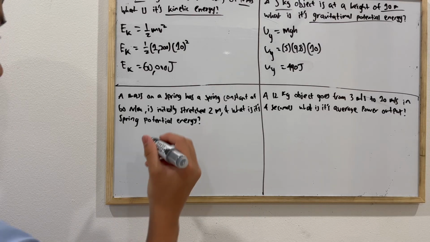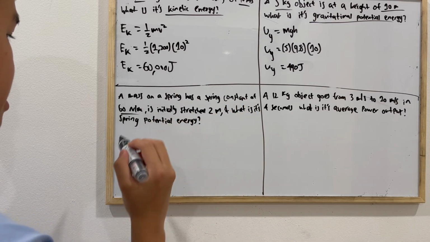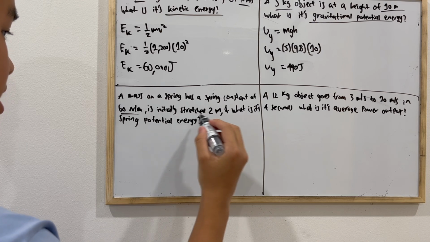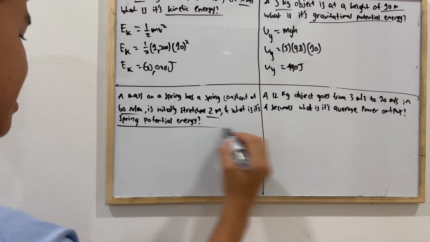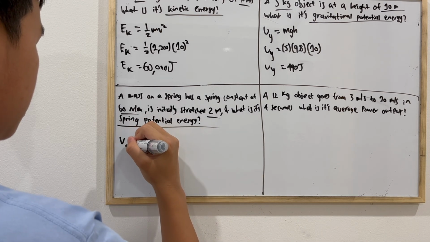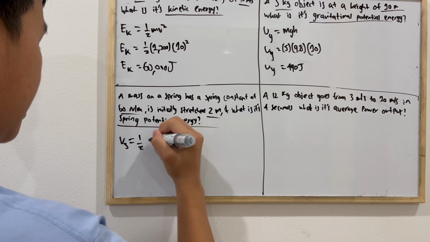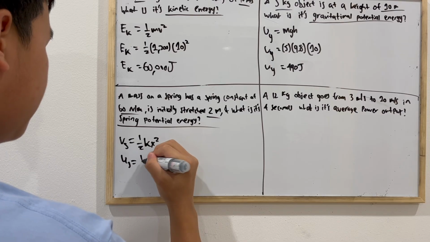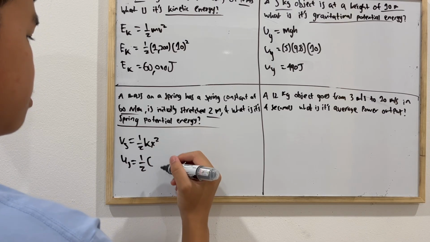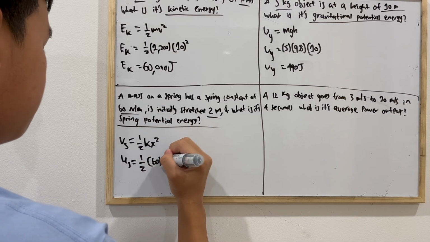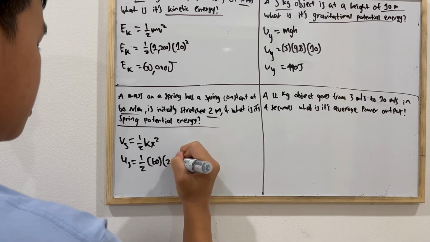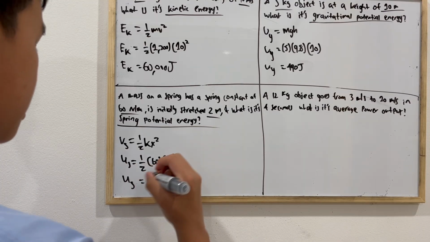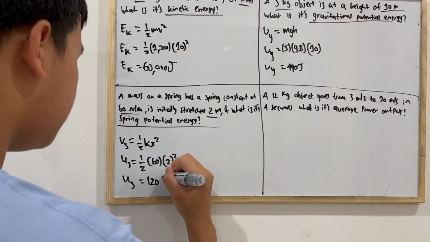This question says a mass on a spring has a spring constant of 60 Newtons per meter. It's initially stretched 2 meters. What is its spring potential energy? So let's first write this down. U of S equals 1/2 kx squared. So our spring potential energy here is going to be our spring constant, that's 60 Newtons per meter, times our displacement, that's 2, squared. This will come out to 120 joules.